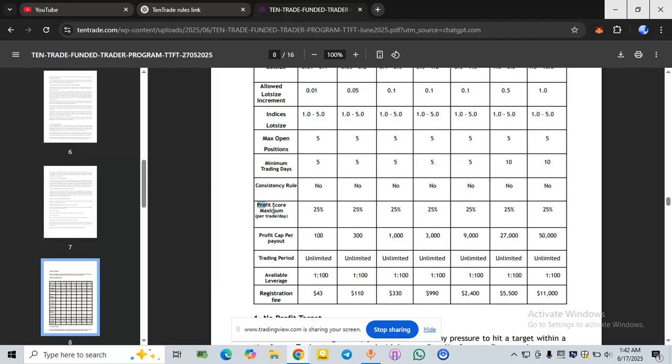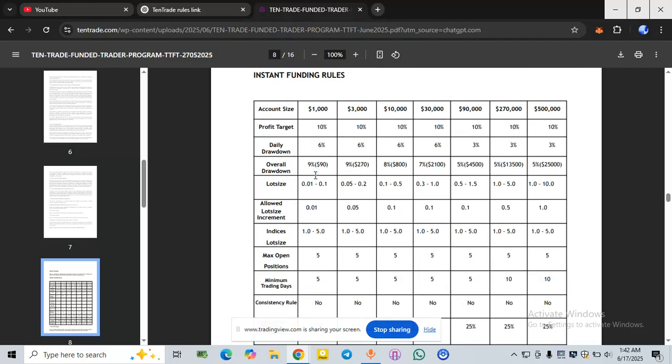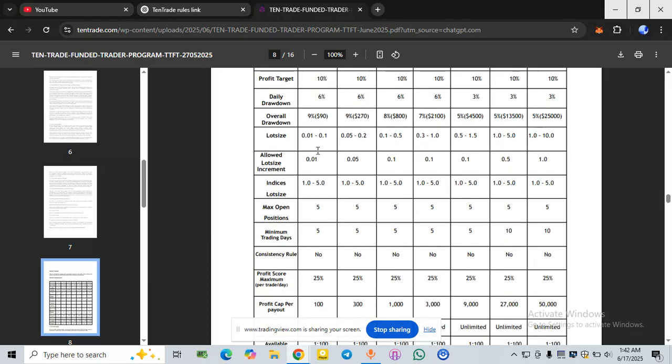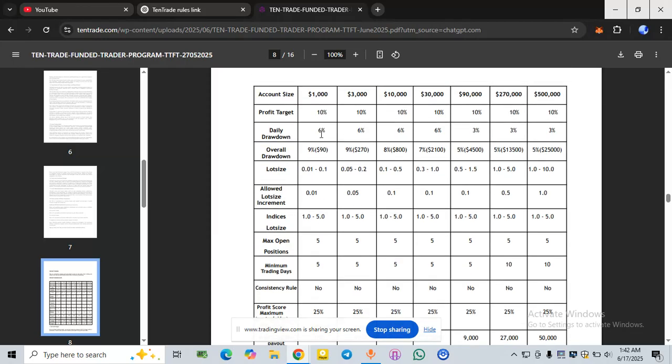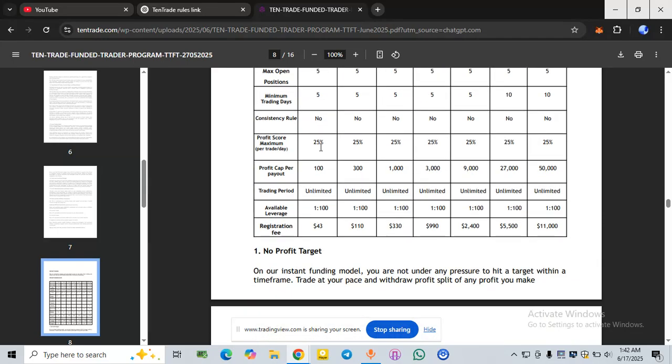Now over here, this is the profit score. Now this will need another separate video, but let me just explain it to you. What this simply means is that, let's say for example, in a trading day, you cannot make more than 25% of the 10% of this account. Now, let me use the 1k account for example. The maximum amount you can make and request payouts from at a go is 10%, which is $100, as you can see somewhere around this area.